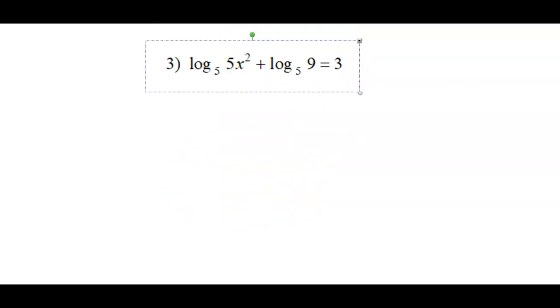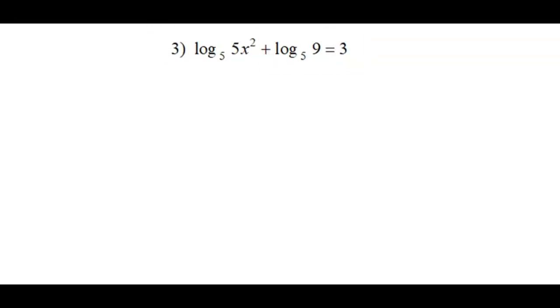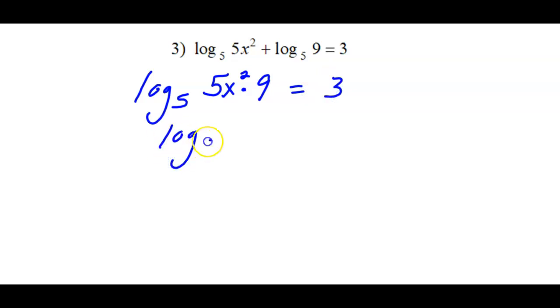Our next example, let's see, I have logs on one side and numbers on the other. I'm going to have to condense the left side down. I'm adding the logs, which means I'm multiplying the things I'm taking the log of. So this is log base 5 of 5x squared times 9 equals 3. Of course, we can simplify that to log base 5 of 45x squared equals 3.